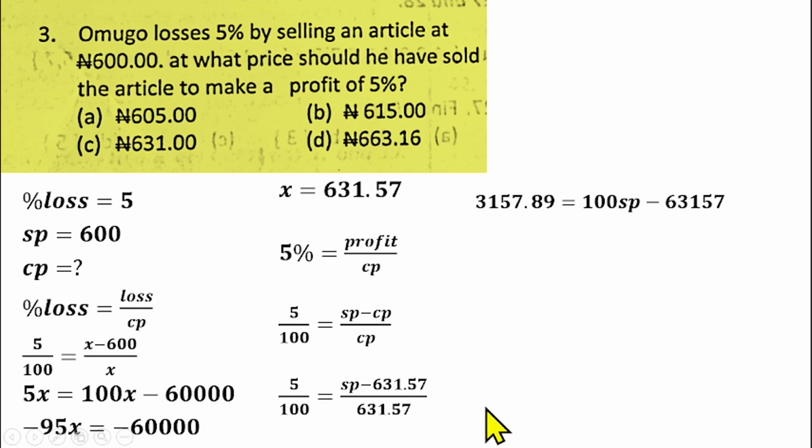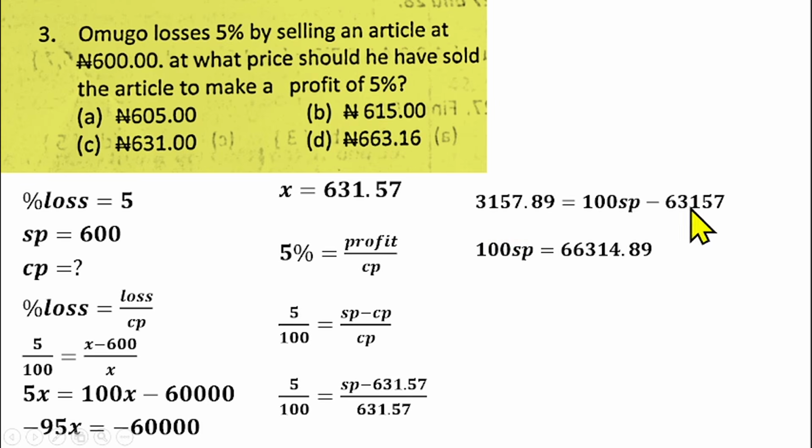If you cross multiply from there, 100 will multiply this, then 5 will multiply 631.57. So if you do that, then we'll be having 5 times 631.57, which will give us this. Then 100 multiplied by this will give us 100 multiplied by the selling price minus this. If you collect the like terms, you will be having 100 multiplied by selling price equals this plus this.